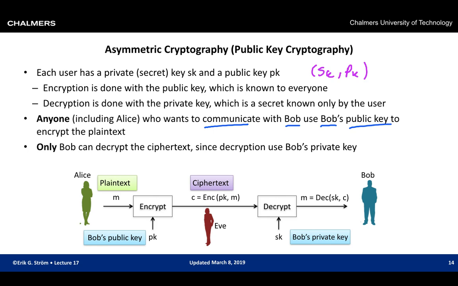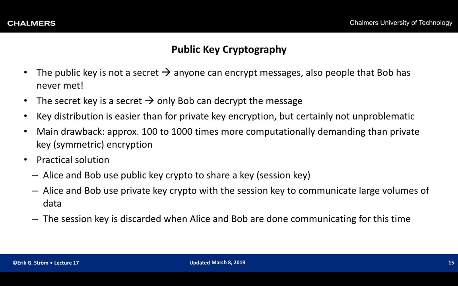So I won't go through an example on how to do this. It's a little bit involved, actually. The mathematics is a little bit more complicated than this, but you can trust me that there exist these schemes. A few things about public key cryptography here. The public key is not the secret. So that's important to remember, that anybody can encrypt messages, also people that Bob has never met. If Bob is an Amazon server, that server would like to communicate with new customers, not only old customers. So this is a big advantage.